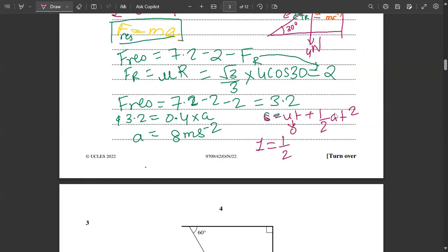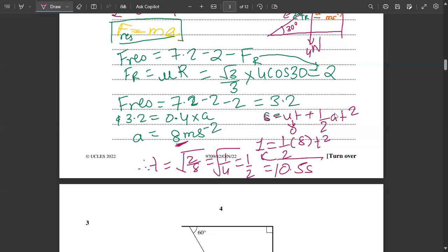Half at square means half into 8 into t square. Why 8? Because a is 8. And this 2 will go up, 8 will go down, and this root. Therefore, t is equal to root of 2 by 8, which is 1 by 4, which means root of 1 by 4 seconds, which is 1 upon 2, which is 0.5 seconds. So the answer is 0.5 seconds.